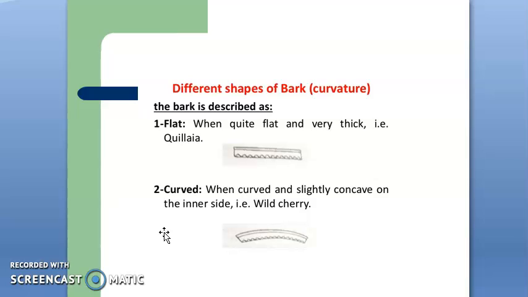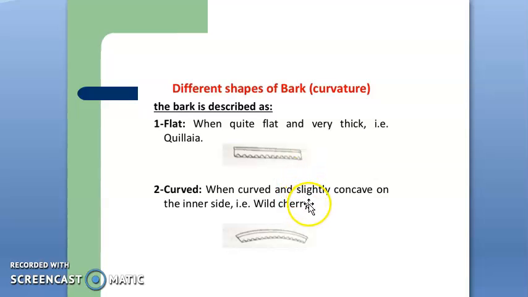The shape or form of the bark is dependent upon the method adopted for its preparation. It also depends upon the type of incision made and the extent of any subsequent shrinkage of tissue. These are the different shapes of bark. First, flat bark. When the bark is removed from large trees and dried under pressure, then flat barks are produced. When quite flat and very thick, that is flat bark. Examples are Vilaya and Arjuna.